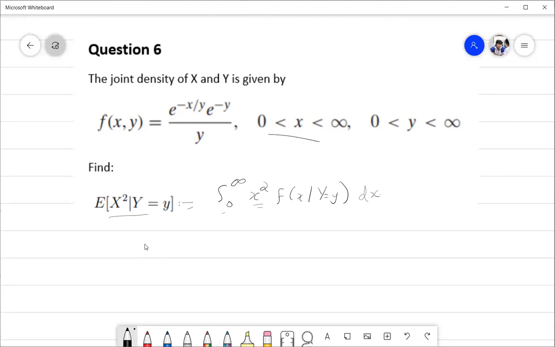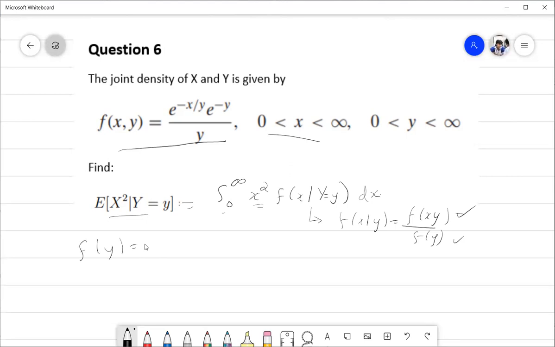Now, how do I expand this? Because it's a conditional expectation, I need to convert it into fxy, right? What's the formula that I know? Fx given y is equals to fxy upon fy, right? So I know fxy is given here. Now this is done. I need to calculate this. How do I calculate fy given I have fxy? I will integrate out x for me to get f of y.